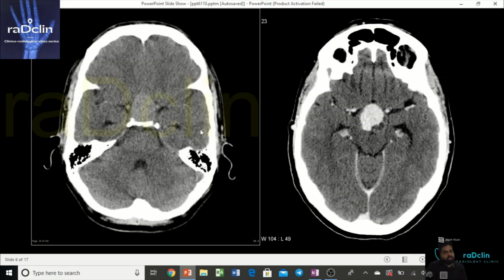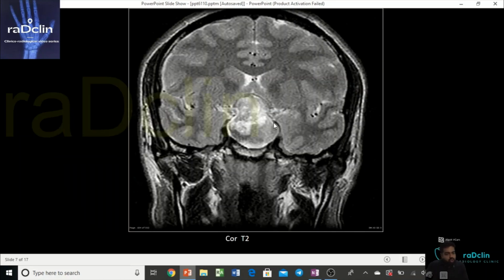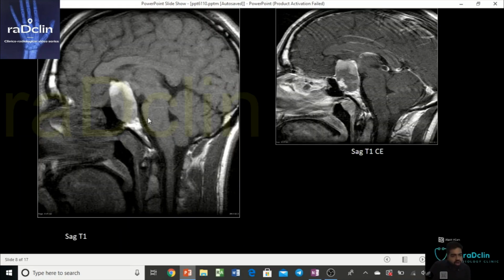Now over here you can see a lesion in the sellar and suprasellar region. It's enhancing very vividly, avidly, but there are no calcific foci within it. On T2 it's a little bit heterogeneously hyperintense. On post contrast scan, you can see there is an intralesional enhancing nodule, with a peripheral rim of enhancement. Now this was a papillary kind of craniopharyngioma.